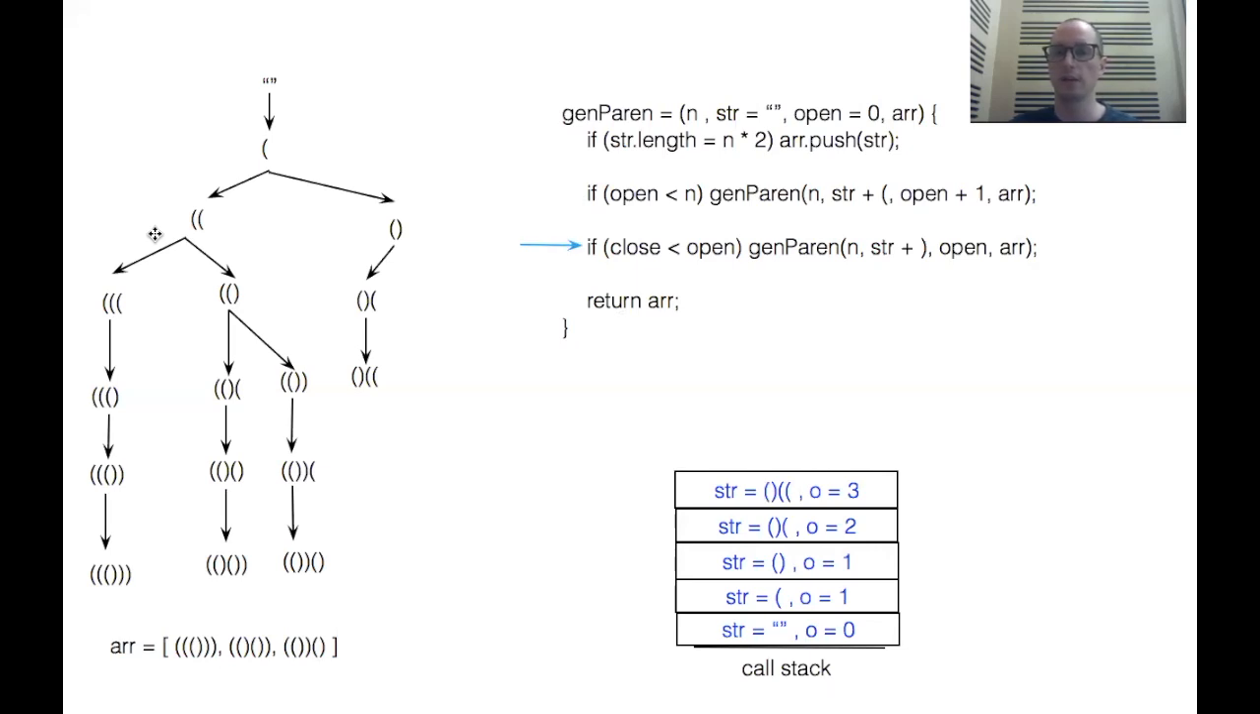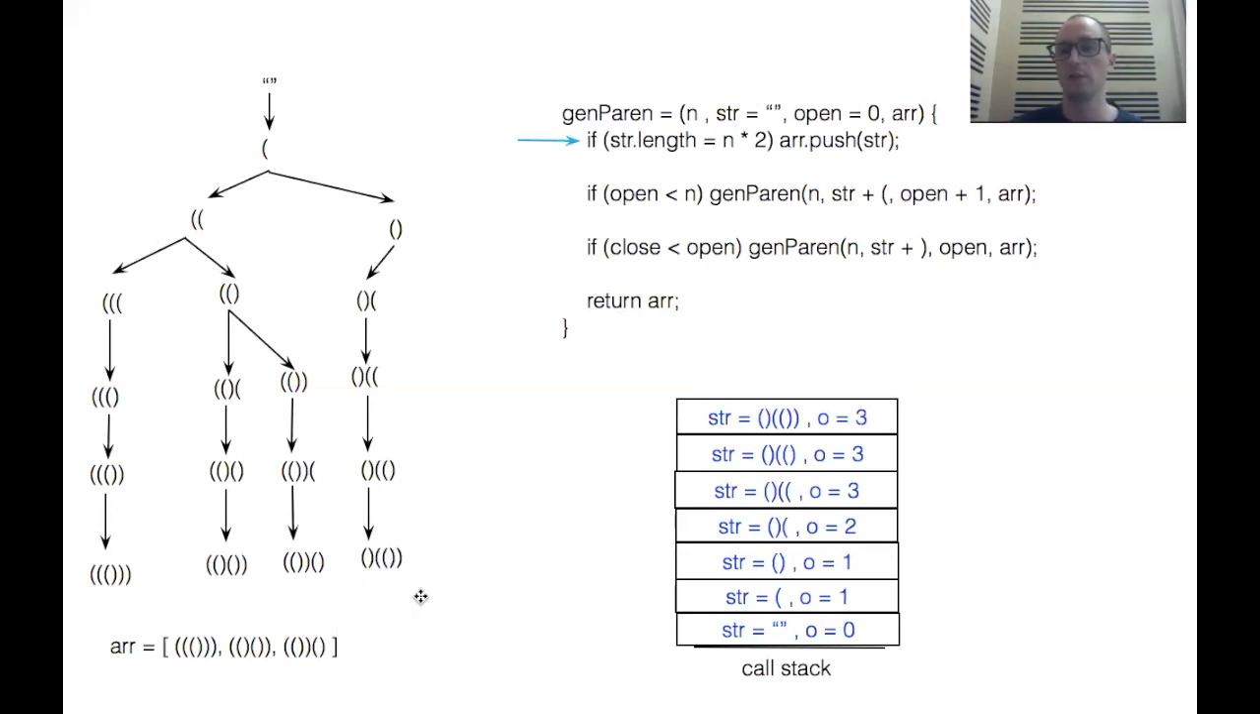We can now add a closing paren, so we'll do that, pushing that onto the stack. Our string is not the right length. Our opens are all used. We can add another close, so we'll push that onto the stack. And now we've terminated again in another leaf node.